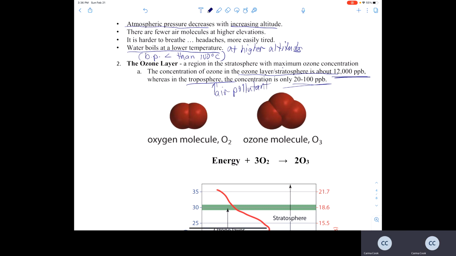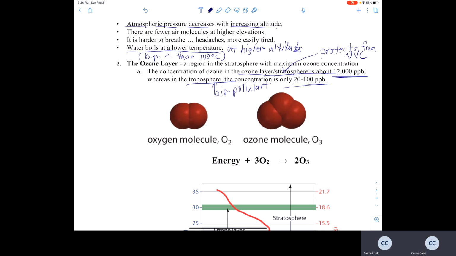But in the stratosphere, it is a protectant. It protects from UVC in the stratosphere. So that's where we want ozone to be, in the stratosphere. We don't want ozone to be in the troposphere. In the troposphere, it's an air pollutant.